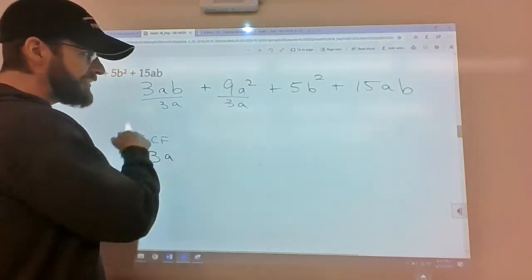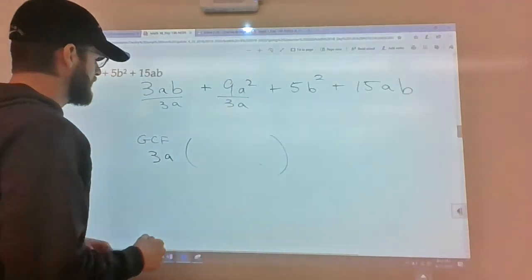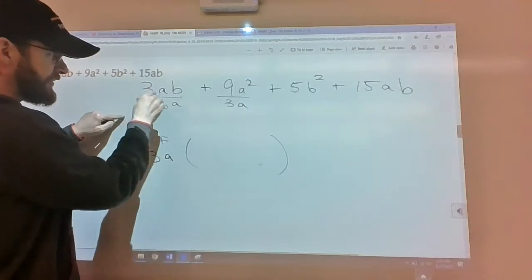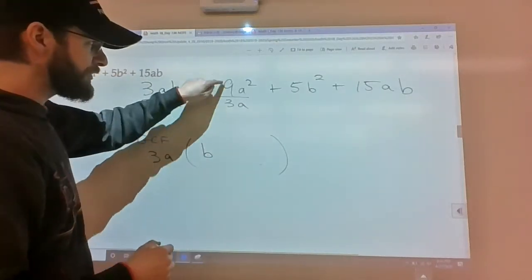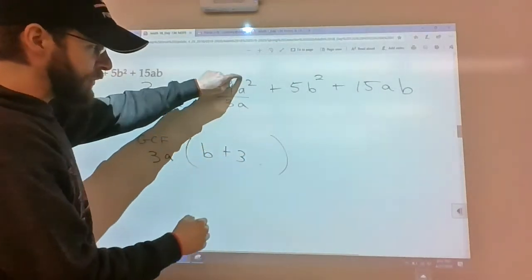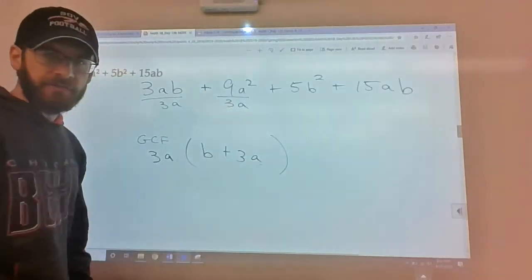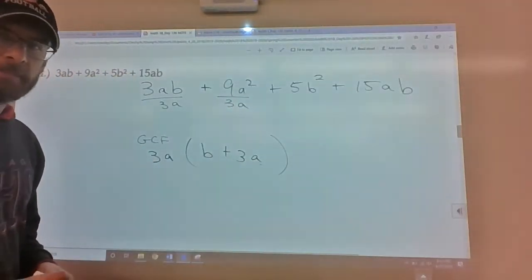Now I divide by the GCF to get my leftovers. These cancel and you're left with a b. 9 over 3 is positive 3. A squared over a is just a. And you've got 3a times b plus 3a.